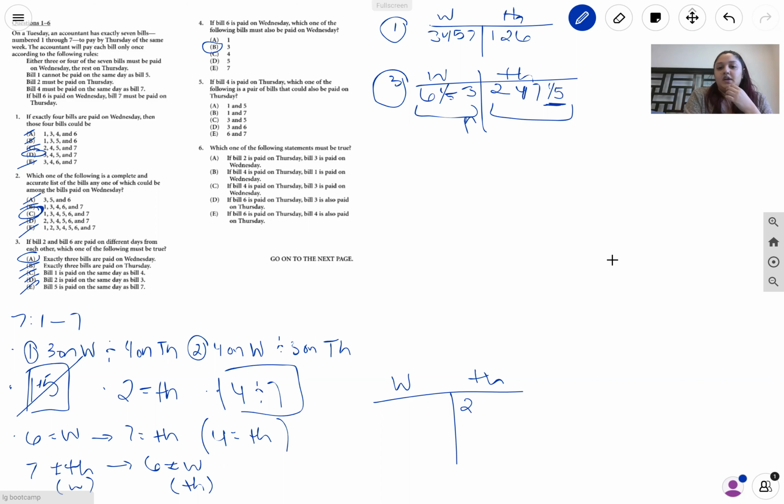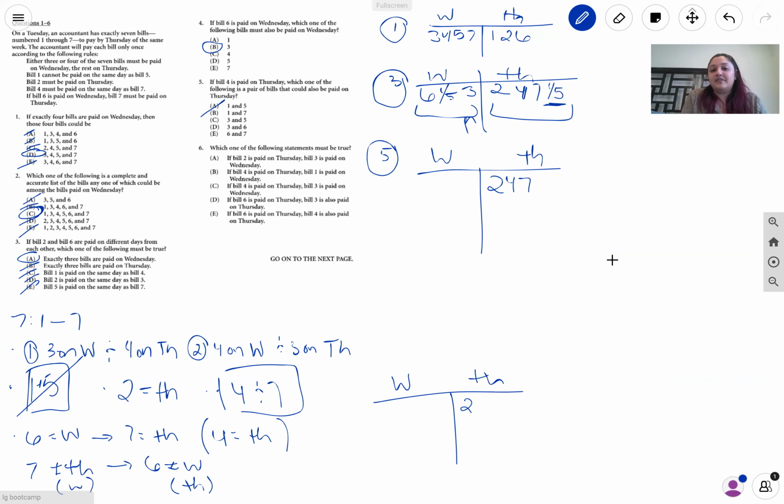Okay. Number 5 says, if bill 4 is paid on Thursday, which one of the following is a pair of bills that could also be paid on a Thursday? So we set up our little chart. We know that 2 is always going to be on Thursday, so I put that there. And we know that 4 and 7 are also going to be on a Thursday. Now we check and see what else could be paid on a Thursday. A says 1 and 5. And we know that's wrong because our rules say that 1 and 5 can never be together. Good?